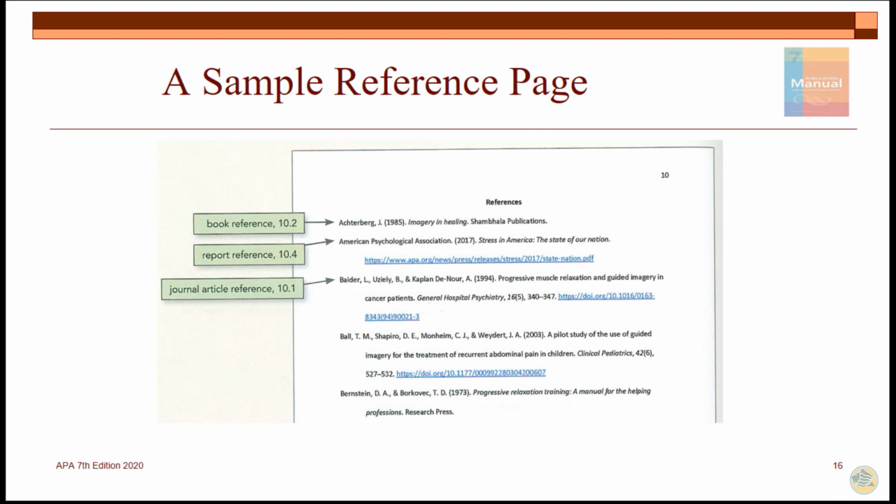References should be centered 2 lines below the abbreviated title. Here is a sample reference page. Notice that we have examples of a book reference, a report reference, and a journal article reference. Notice the hanging indent where the second and third line are tabbed over.